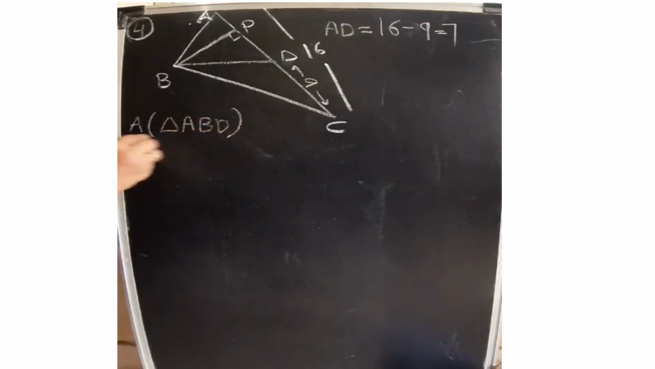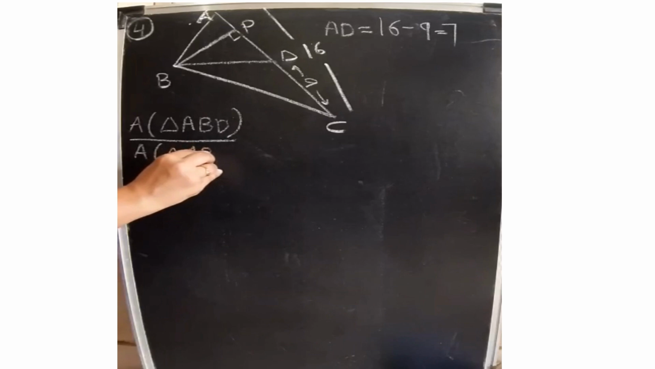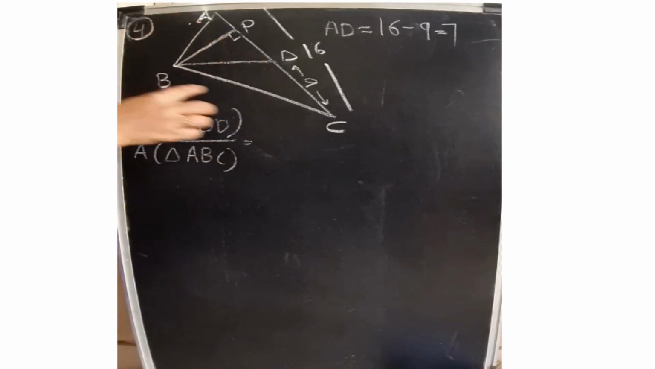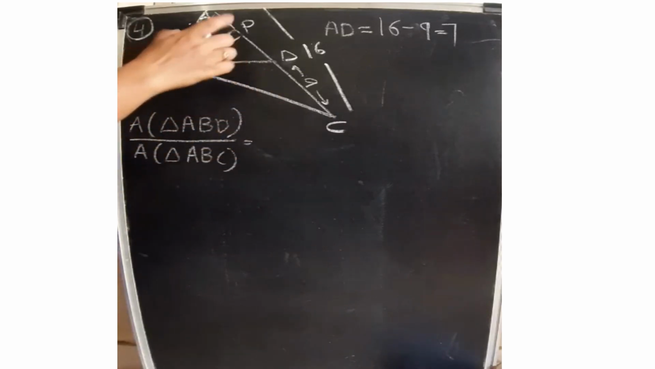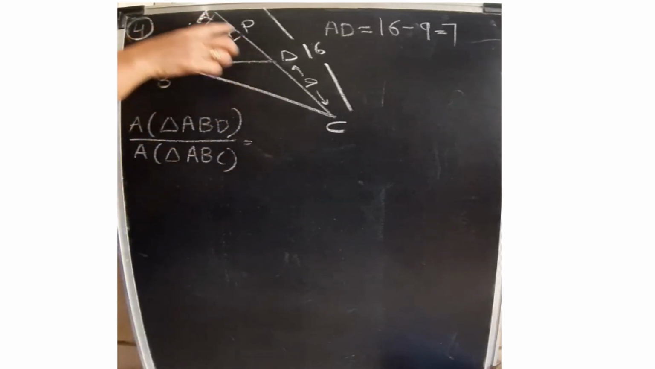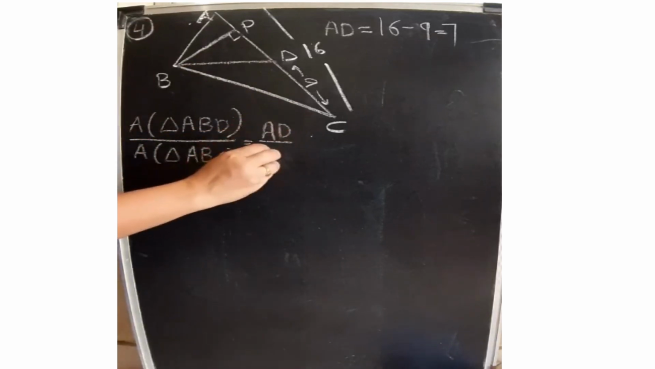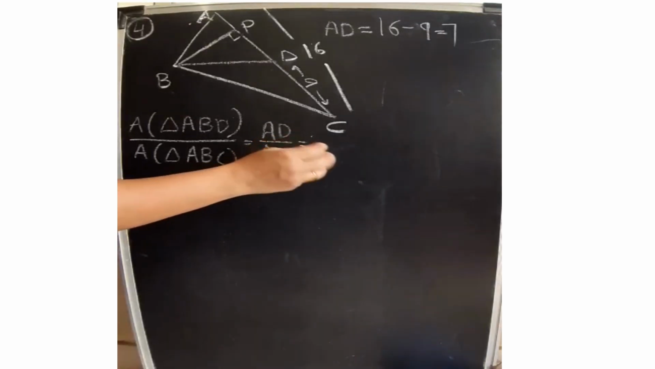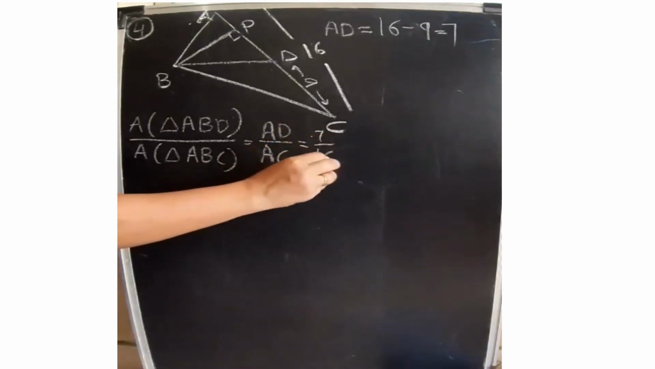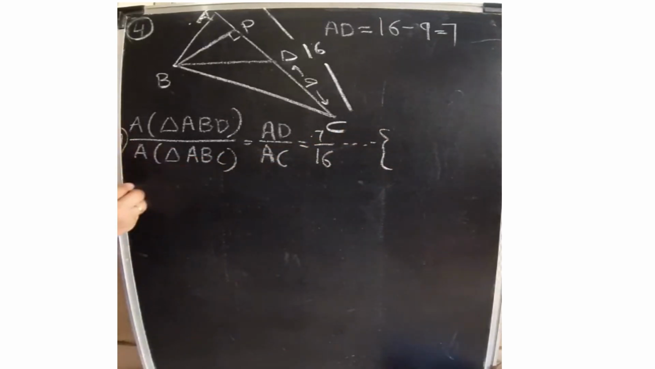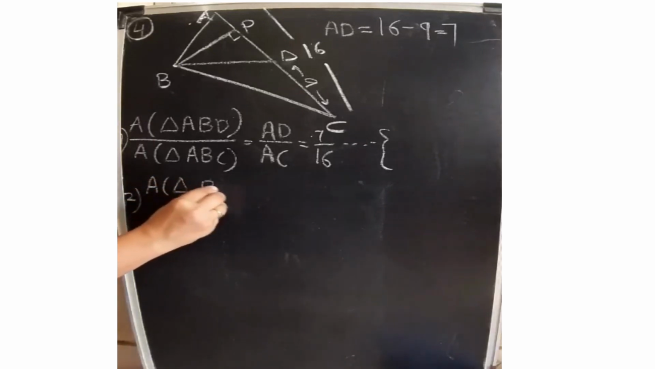So area of triangle ABD upon area of triangle ABC is the first ratio we have to find. Observe the triangles in the diagram, ABD and ABC. Both have equal height, so the ratio is equal to their corresponding bases. For ABD, the base is AD, and for ABC, the base is AC. Substitute the values, that is 7 upon 16. Write down the reason: triangles having equal height.